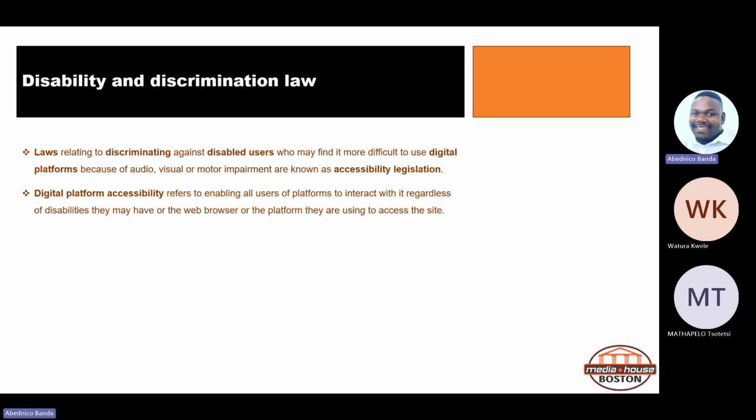So let's quickly have a look at disability and discrimination laws. These are laws relating to discriminating against disabled users who may find it more difficult to use digital platforms because of audio, visual, or motor impairment, and it's known as accessibility legislation. Digital platform accessibility refers to enabling all users of a platform to interact with it regardless of disabilities they may have or the web browsers they are using to access the site. I think I came across online that most modern website designs use colors and design elements to accommodate those with visual impairments. I do not know how, I'm still studying that.